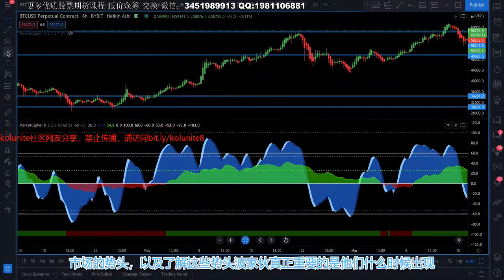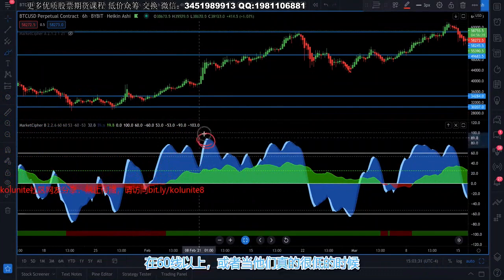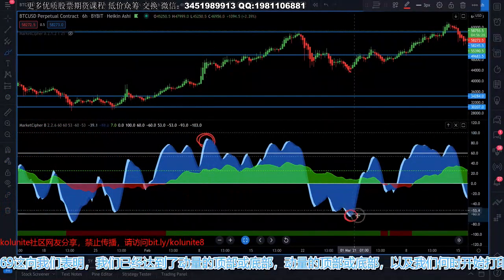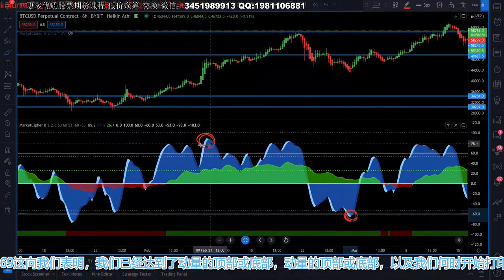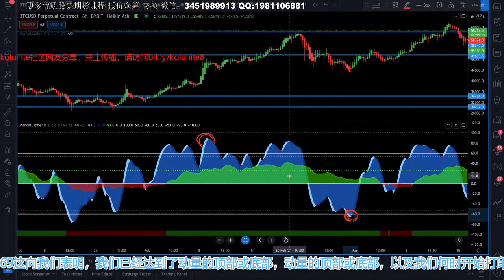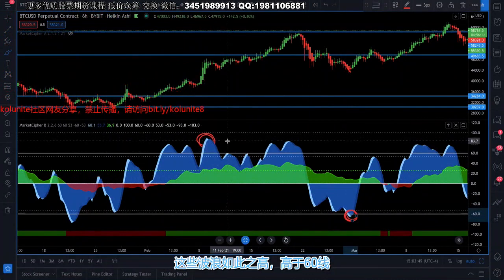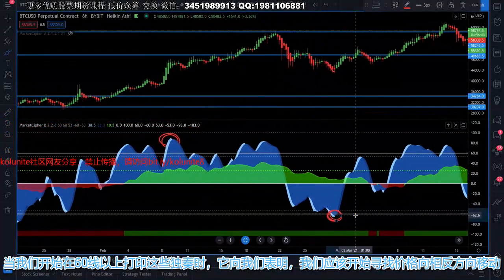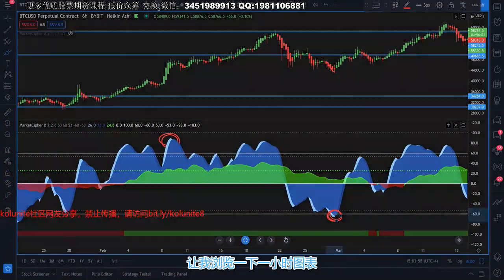What's really important to know about these momentum waves, guys, is that when they come up really high above the 60 line, or come down really low below the negative 60 line, this indicates that we have gotten to either a top or a bottom of momentum. When we start printing these waves so high above the 60 line, or so low below the negative 60 line, it indicates that we should start to look for price to move in the opposite direction. Let me go to the 1 hour chart.